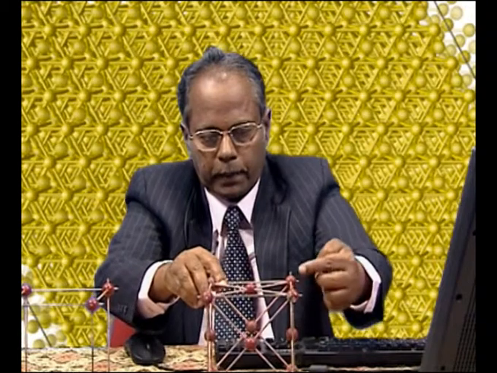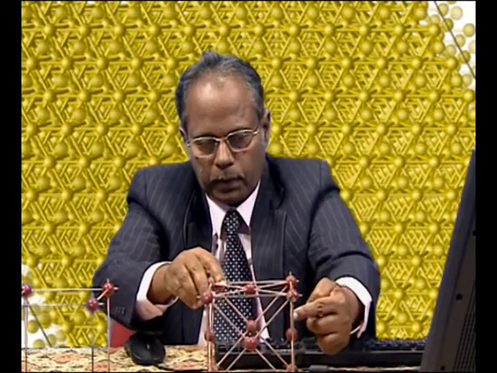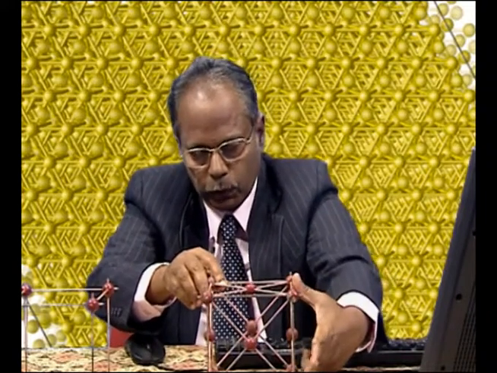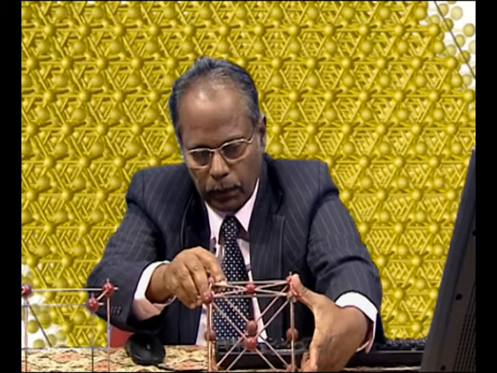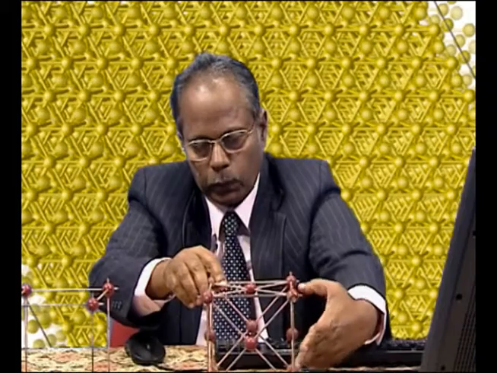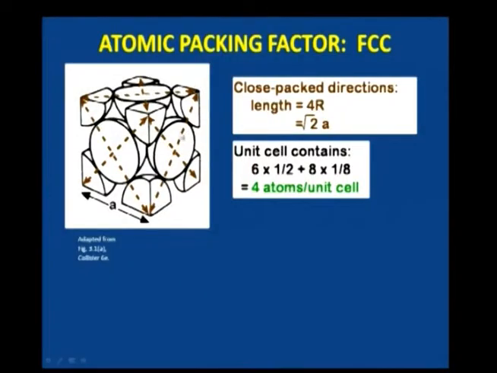Okay, these atoms will be touching each other, right. They all will be touching each other along the face diagonal. The face diagonal is how much? A into root 2, where A is the cell edge. Root 2 into A will be equal to, this is 2r, if r is the radius of the atom, r here, 2r here, r here. So, 4r will be root 2 into A, right. The length of the face diagonal will be root 2 into A.